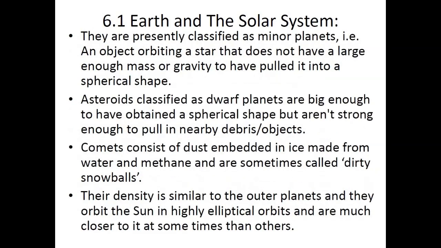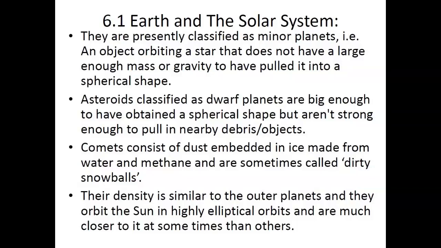They are presently classified as minor planets, meaning the asteroids are currently classified as minor planets, and these are supposed to be objects orbiting a star that do not have a large enough mass or gravity to have pulled it into a circular or spherical shape. They are rather irregular. Asteroids classified as dwarf planets are big enough to have obtained a spherical shape but aren't strong enough to pull in nearby debris or nearby objects.